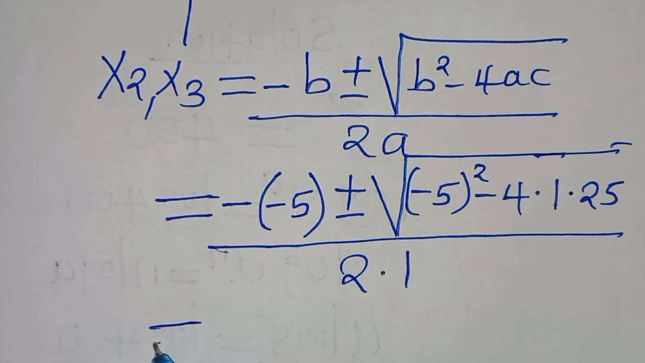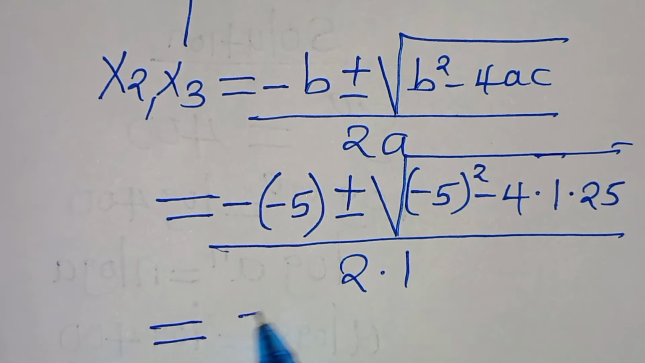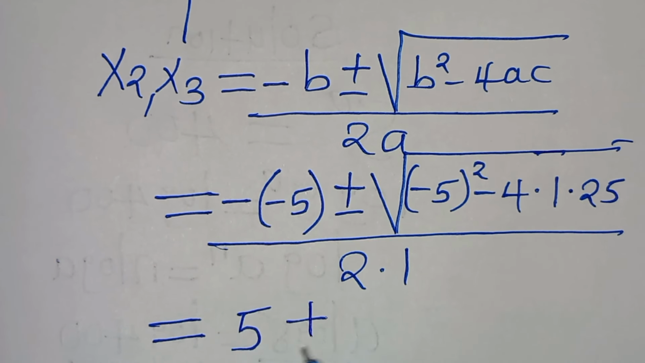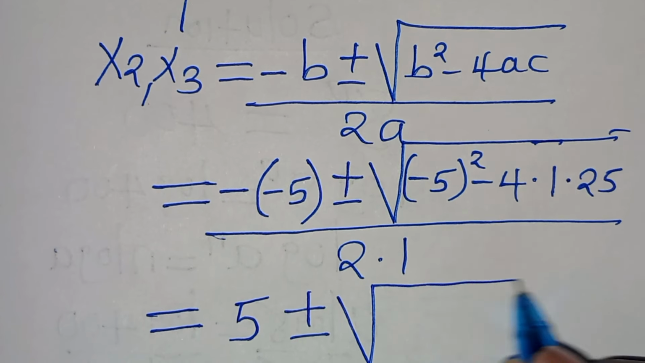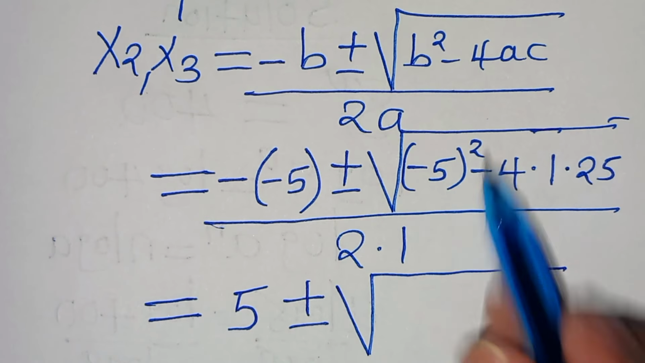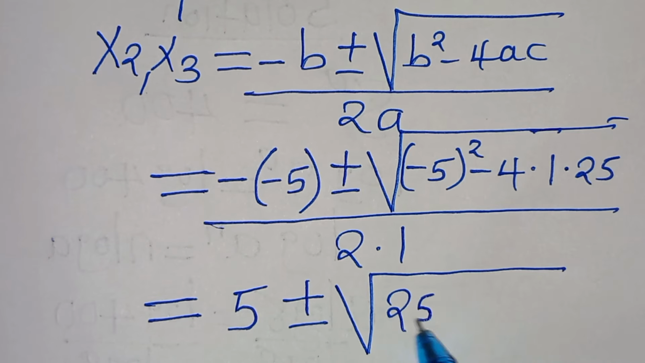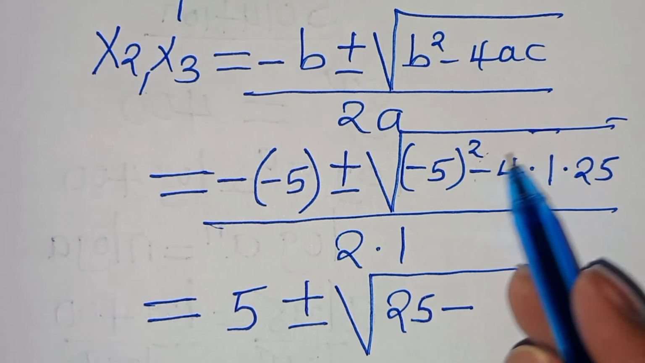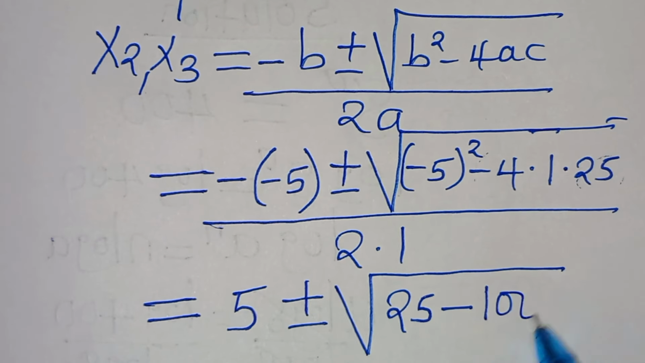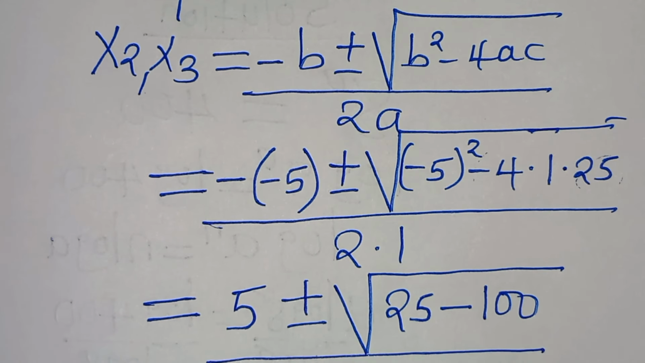So that now here we have minus times minus 5, which is 5, plus or minus the square root of minus 5 to the power of 2, which is 25, then subtract 4 times 25, which is subtract 100, divided by 2.